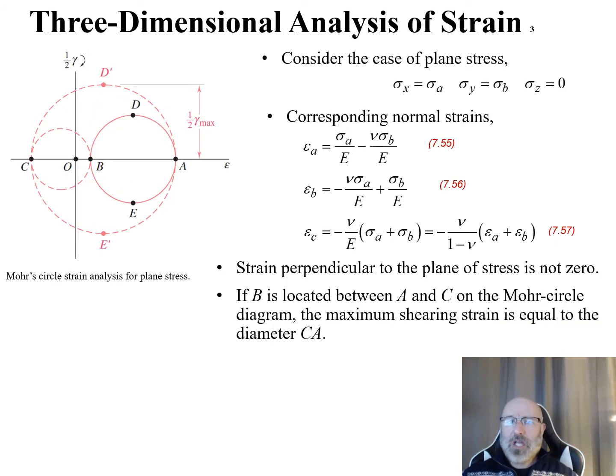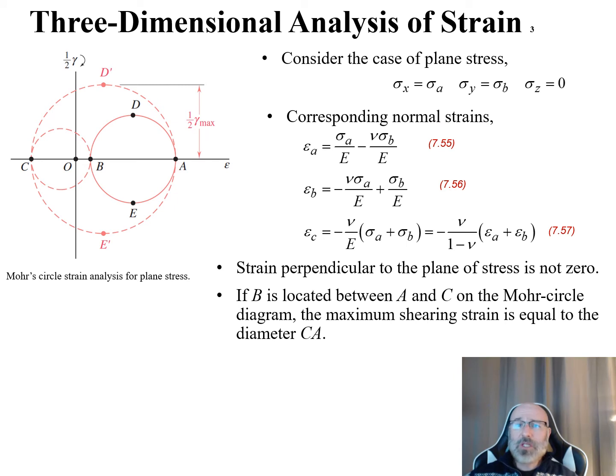So if we recall back in chapter 2, we can say that if we use A and B as the principal axes within the plane of stress and C as the principal axis perpendicular to that plane, then we have sigma x equal to sigma A, sigma y equal to sigma B, and our sigma z right here is equal to 0. So again, this is recalling governing equations from chapter 2 of our textbook. Now with these, and utilizing Hooke's law, we can come up with the relationships that we see here for the corresponding normal strains, which relate to equations 7.55, 7.56, and 7.57 in our textbook.